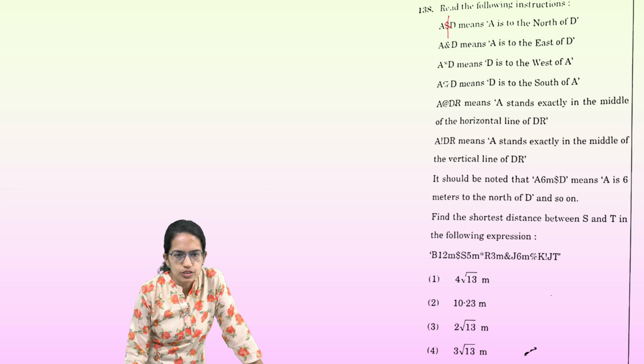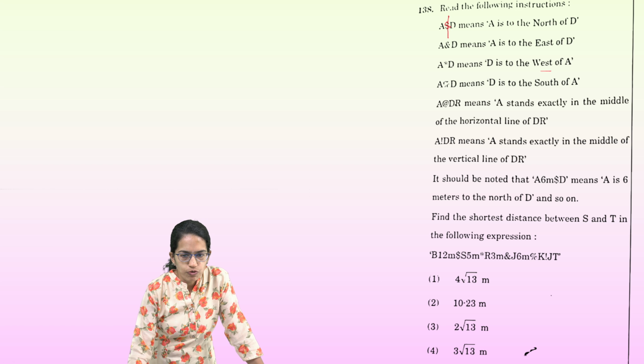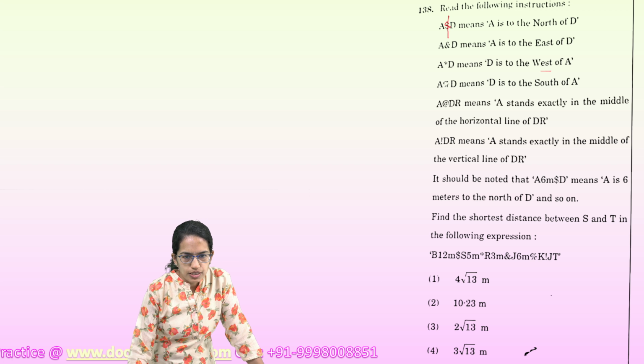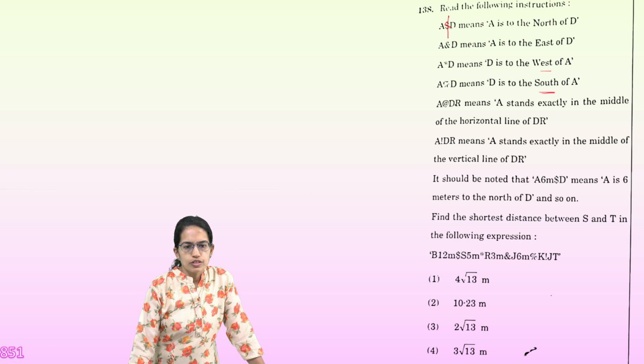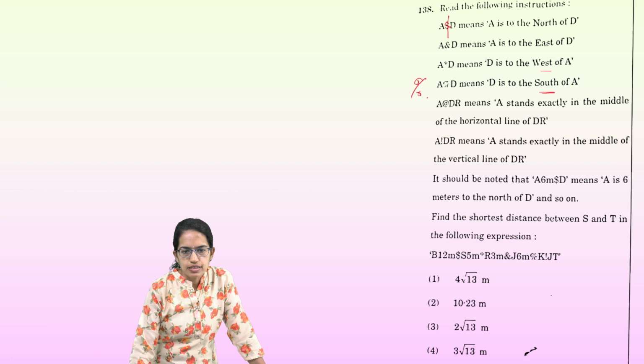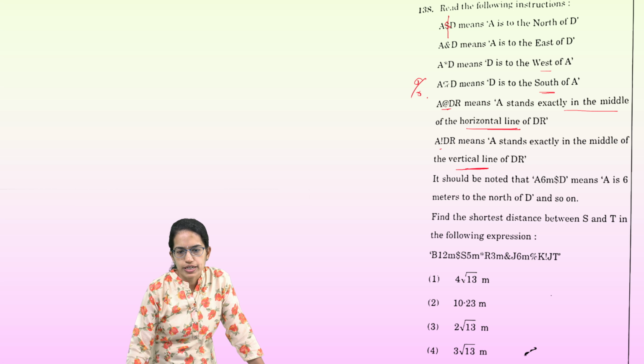So here it says dollar sign means north, and sign means east, star means west, and then the direction for the percentage sign, which is actually the south, right? So the percentage sign here is the south. At the rate stands for directly in the middle of the horizontal line, and exclamation stands for the vertical line, right?